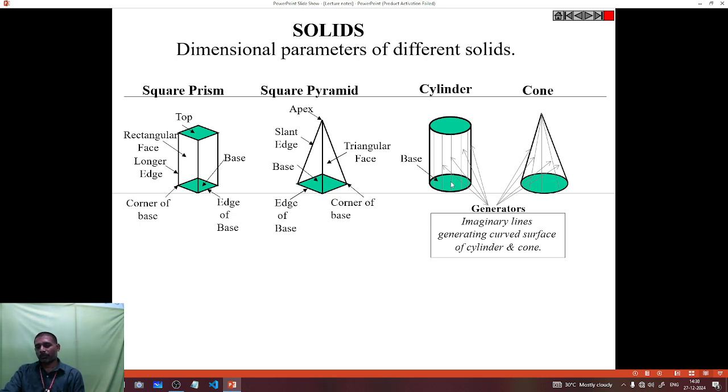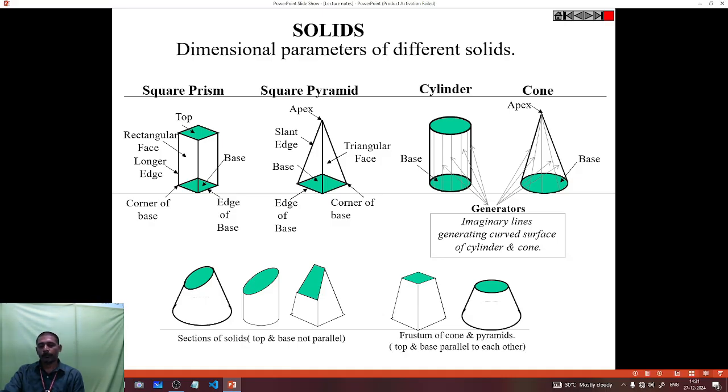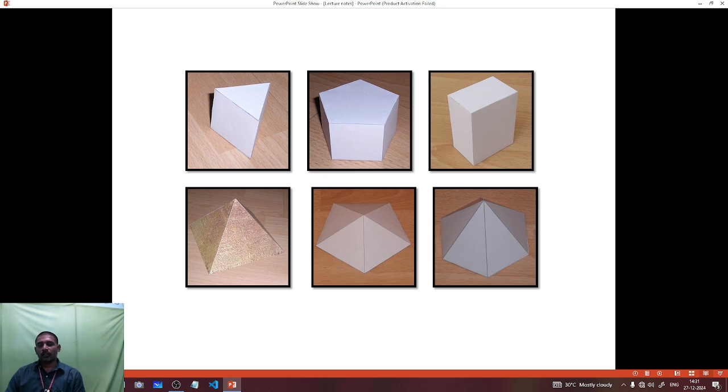Next, the base of the cylinder, next the apex point of the cone, next the base of the cone. Next, the outermost edges of the cylinder and cone are called generators. These are all some examples of the sections of solids. These are all some examples of prism and pyramid.